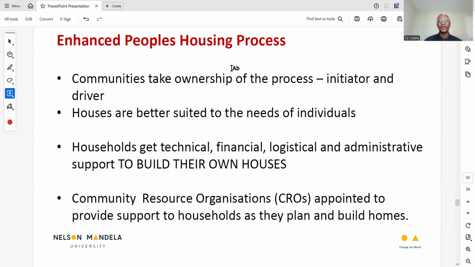The Enhanced People's Housing Process, or the EPHP. Now, the Enhanced is a new addition. It used to be called the PHP, where people were sort of their own contractor. But what was seen was that the quality here was very minimal. So the enhanced part was added to say communities, yes, they still take ownership of the process. They're the initiator of this. The houses are better suited to their individual needs, so they will design their own houses. Of course, the minimum standard is that it needs to conform to the norms and standards. And households get technical, financial, logistical, and administrative support to build their houses. These programs are only made possible through a community resource organization. So communities themselves need to form formal organizations called CROs, and they are appointed to provide support to households as they plan and build these homes.